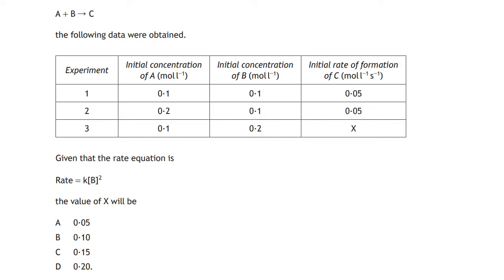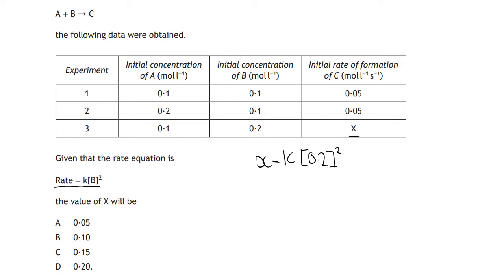Right, we have been given a table, because remember, the experiments are what are going to determine the rate order. We've been told that the rate is k multiplied by [B] squared. And we've been asked to work out X. Now, X is the rate. So X equals k[B]squared. And from the table, [B] is 0.2. But we do not know what k is. So we're going to have to work out k.